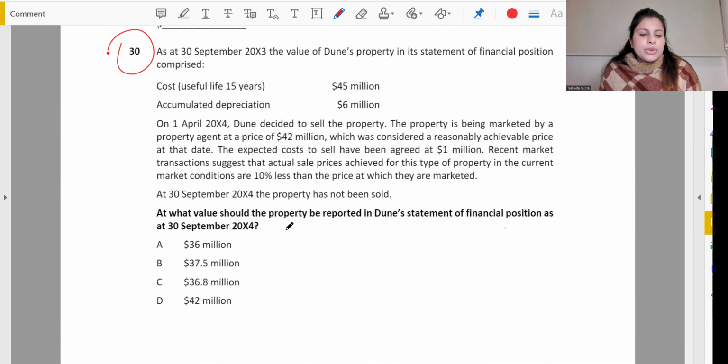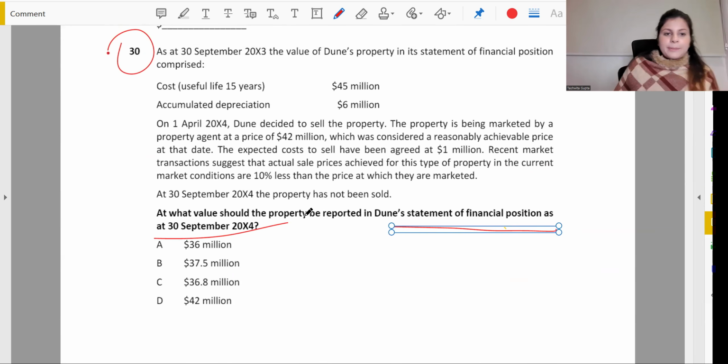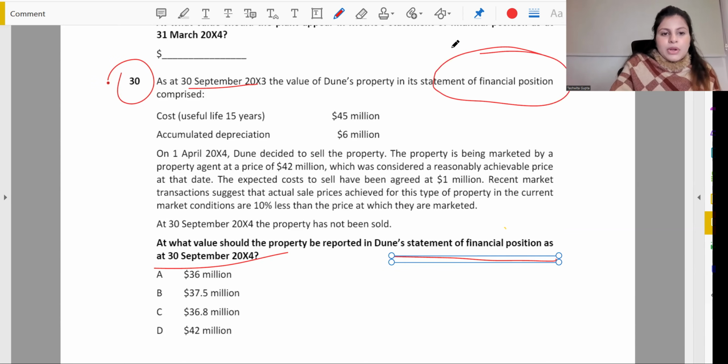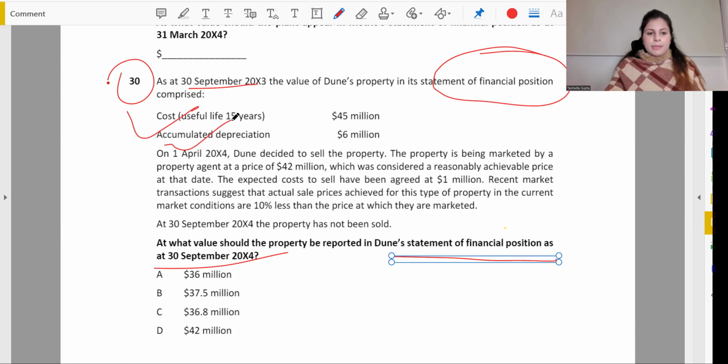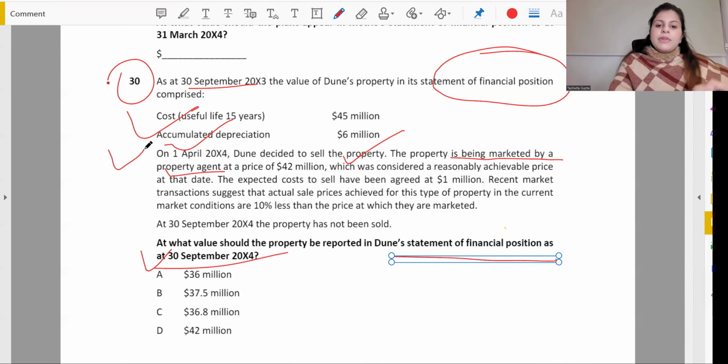At what value should the property be reported in Dune's statement of financial position? At 30 September, what do I have? Dune's property in its statement of financial position: cost is given, accumulated depreciation is given. And on 1st April, Dune decided to sell the property. The property is being marketed by a property agent. Year end is 30 September. On 1st April, you've decided to sell.